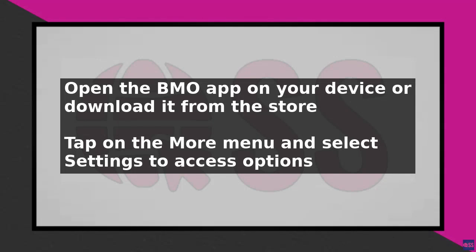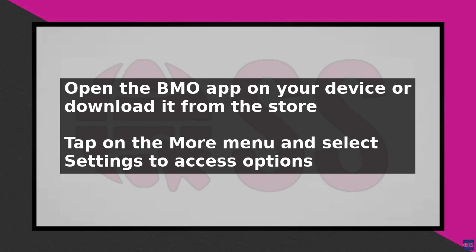To turn on Face ID on the BMO app, start by opening the app on your device. If you do not have the app, download it from the App Store for iOS devices or the Google Play Store for Android devices. Once the app is open, tap on the More menu, usually found at the bottom right or top right corner of the screen.